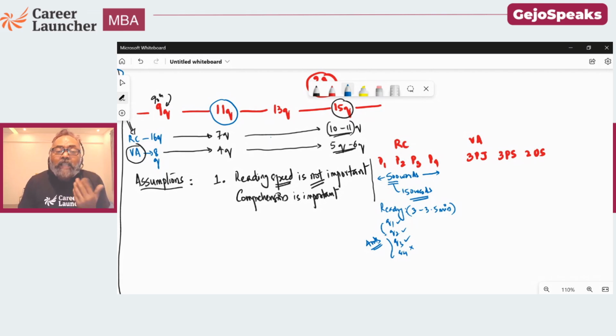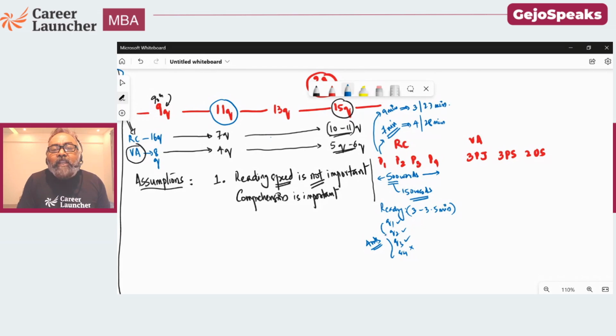If I'm sensible, I can actually look at each of these passages in about 7 minutes. It is actually possible. Not impossible, but possible. I'm sure that we'll be able to do that in about 9 minutes. 7 minutes would mean I'll be able to do 4 passages in 28 minutes. If I take about 9 minutes, I'll be able to solve 3 passages in about 27 minutes.